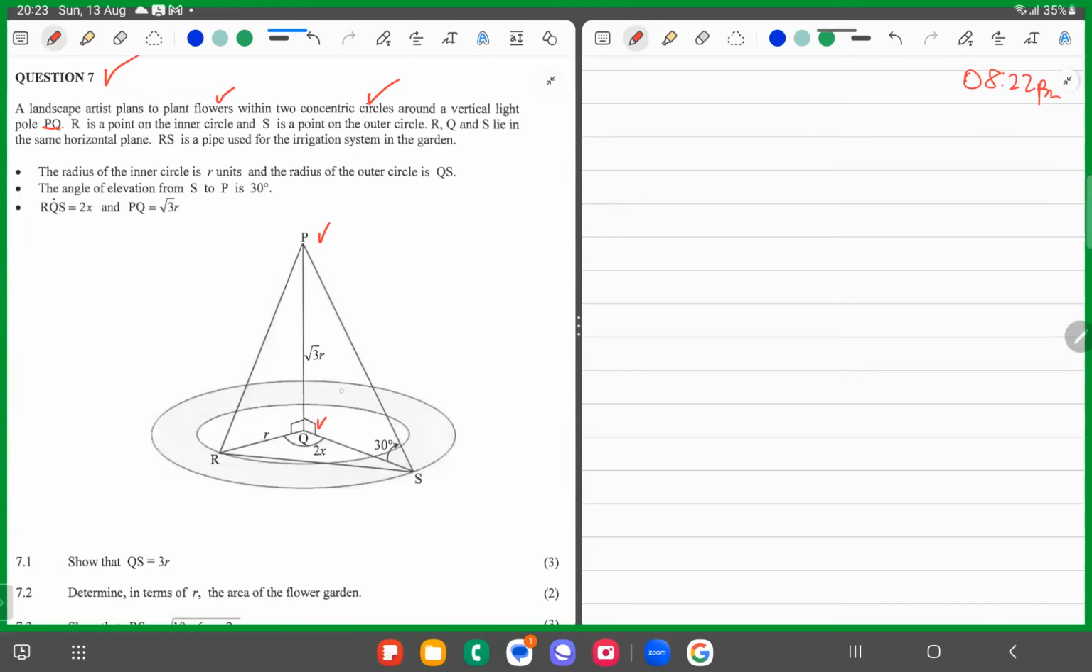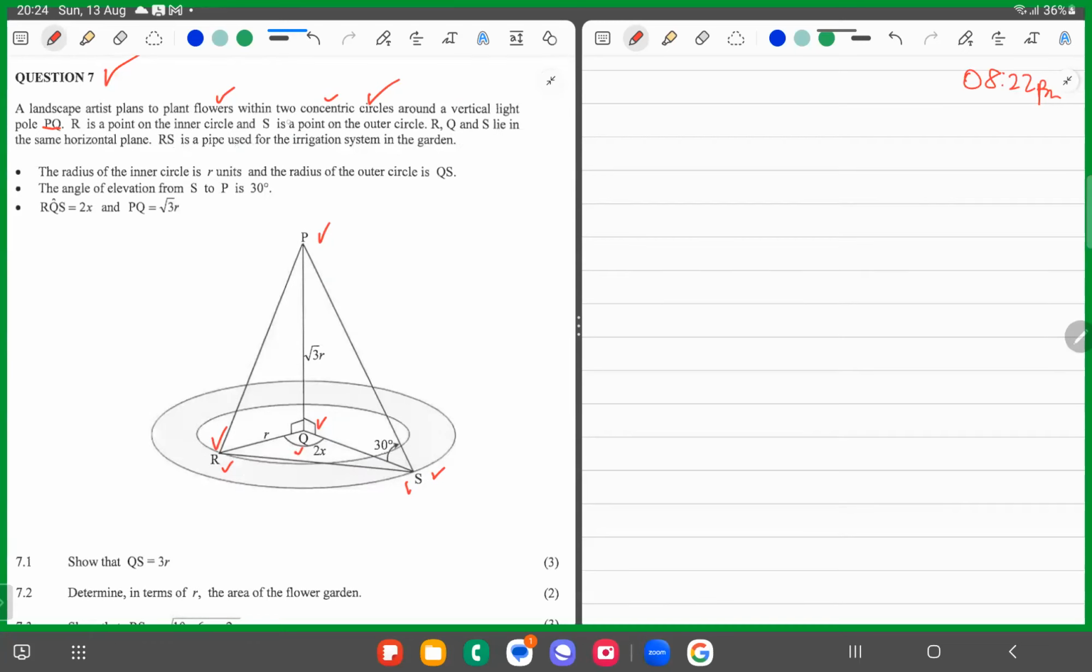P is a point on the inner circle and S is a point on the outer circle. The 2 concentric circles mean circles which have the same center. R is a point on the inner circle. R, Q, and S lie on the same horizontal plane, so you can rest assured that R, Q, and S lie on the same horizontal plane.